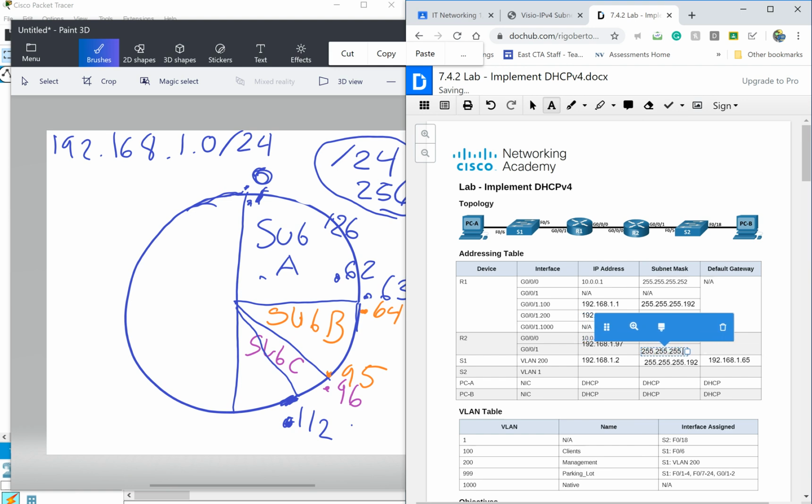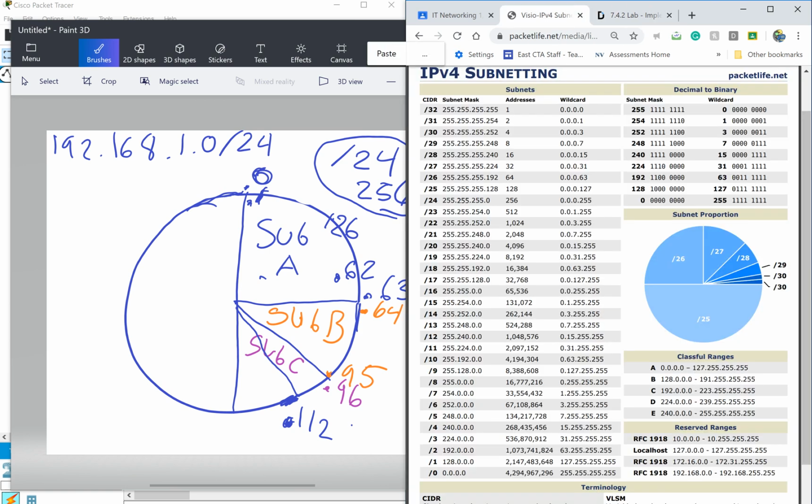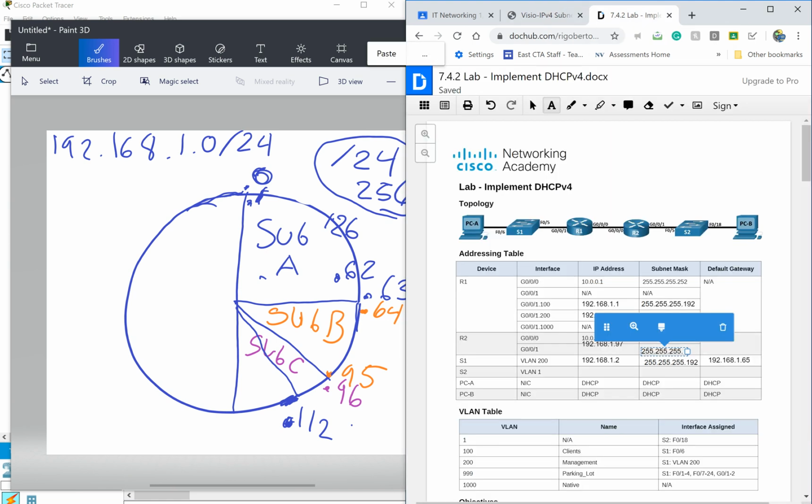255.255.255. A slash 28 is... let me see, I don't remember off the top of my head. 240. All right, 240. And the default gateway is going to be... well, we don't have a default gateway for that. Not applicable right there, but these will have it.